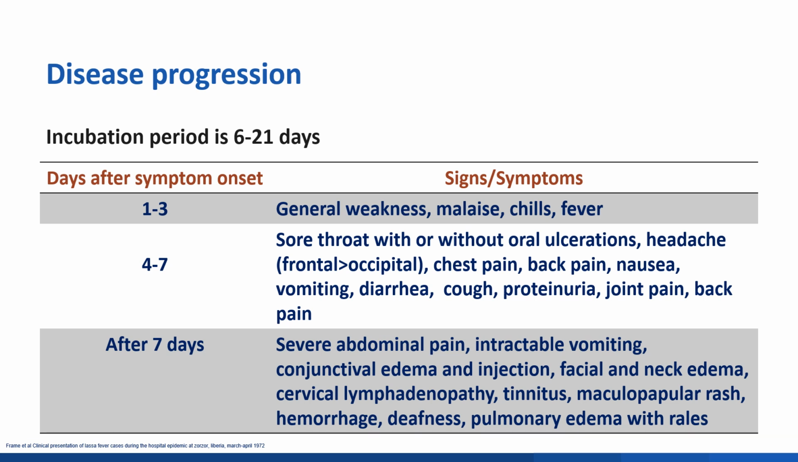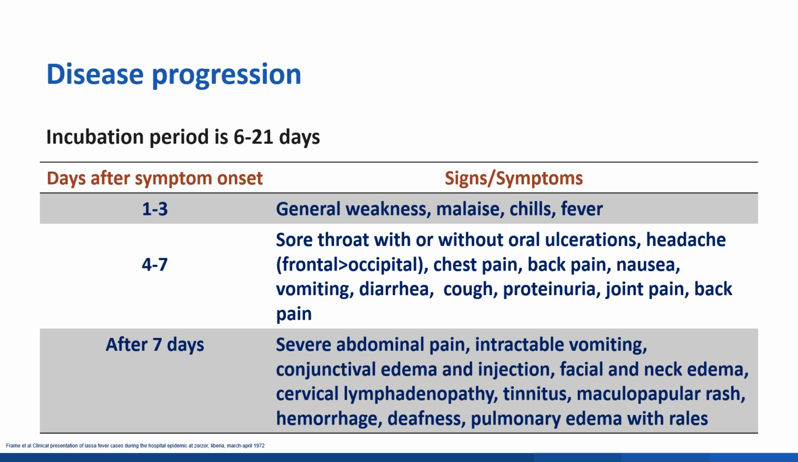Headache is almost universally present and tends to be more frontal than occipital in location, and usually increases in severity later in the illness. Pharyngitis develops early and becomes progressively more severe during the first week, with oral ulcerations noted in half of the cases. Joint pain, particularly in the large joints, is common in this phase, as is low back pain.